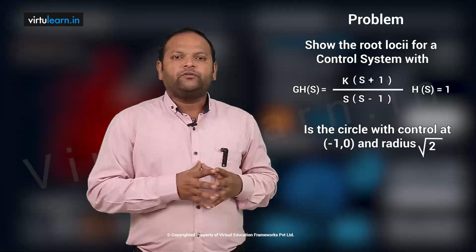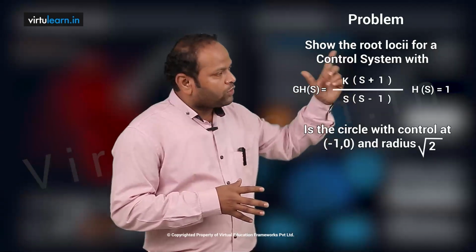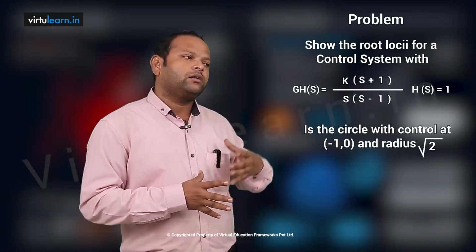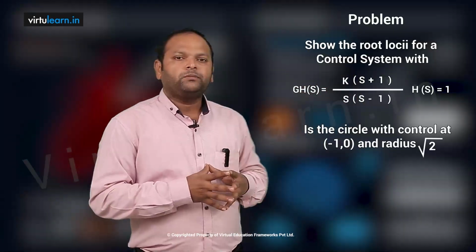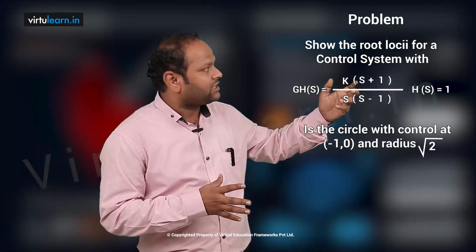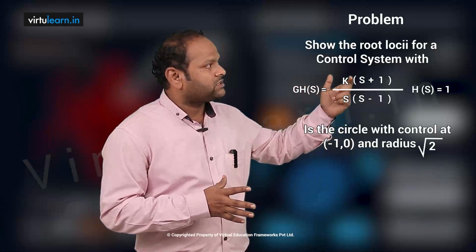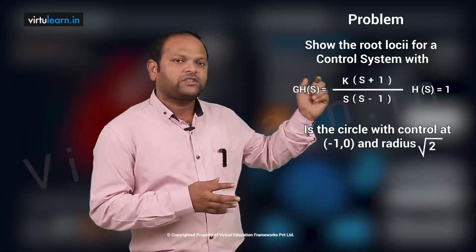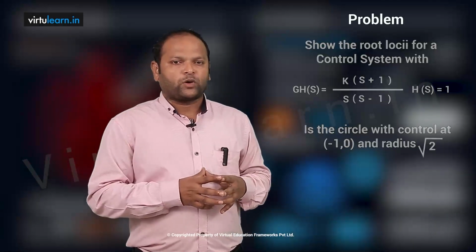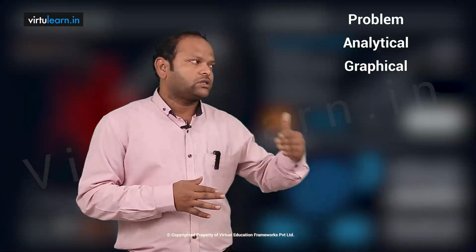So in this problem we need to show that whatever root loci we get for this particular system is a circle, or the circle is a part of the root locus. In this problem we have to show the center and also the radius values. Center is at (minus 1, 0) and radius is root 2. There are two ways to solve this problem. One is analytically, the other one is graphically. We will see how to solve this using the analytical method.